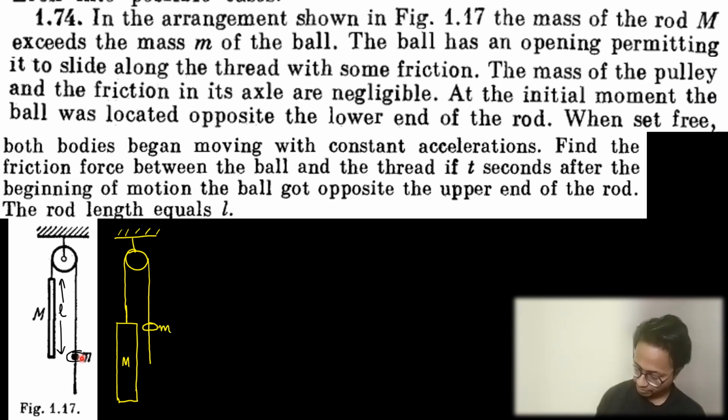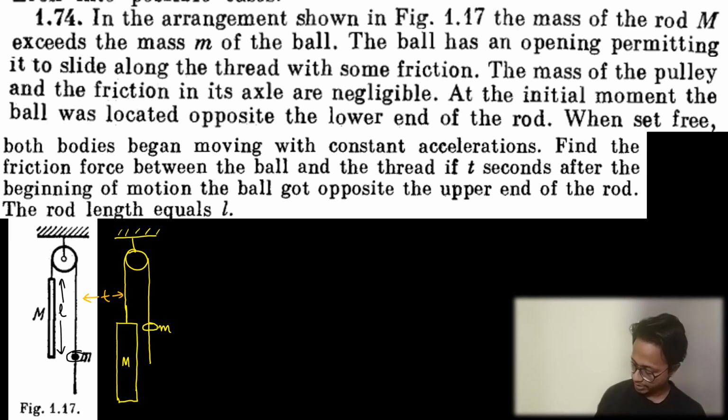That means initially the lower end of the rod was aligned with the ring. At final, the upper end of the rod was aligned with the ring. And the question is saying the time taken to go from here to here is equal to t. Then the question is saying find the friction force. That means out here in this ring, a friction force will act, no? So find the friction force on that.